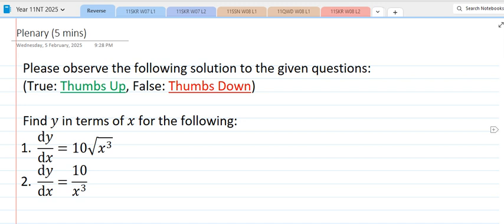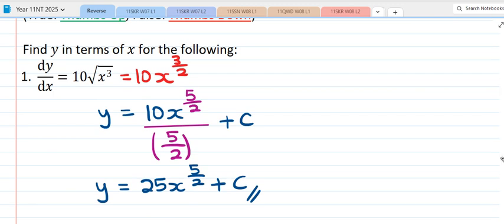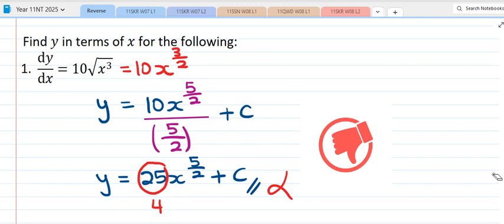For question number 1, this is the solution that a student wrote. In a few moments, please decide whether this is true or false. In 5, 4, 3, 2, and 1. Is it true or is it false? For this question, the solution is false, because there is a common mistake over here. 10 divided by 5 over 2, the student must get 4 instead of 25.